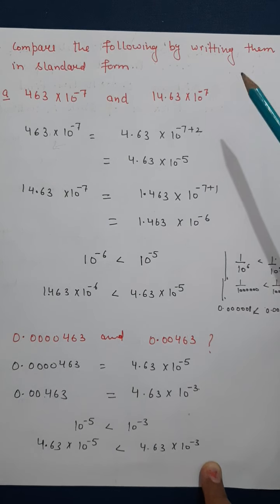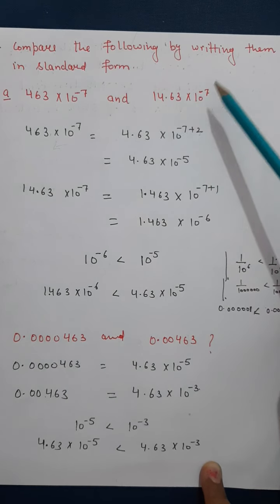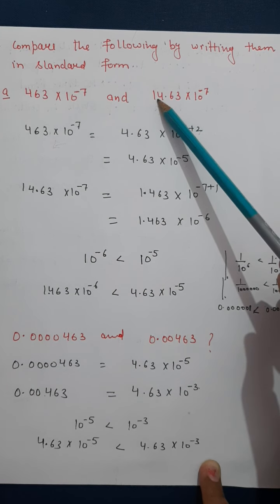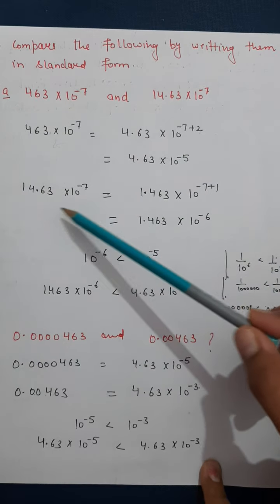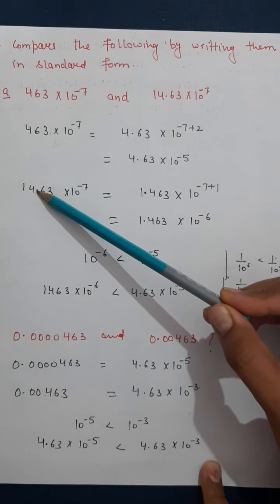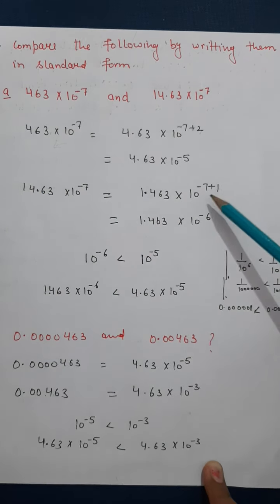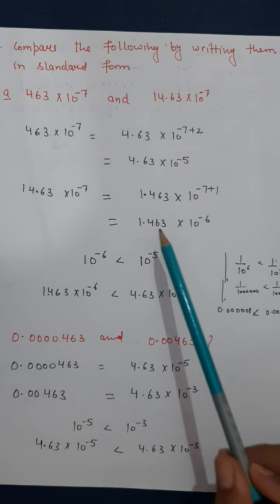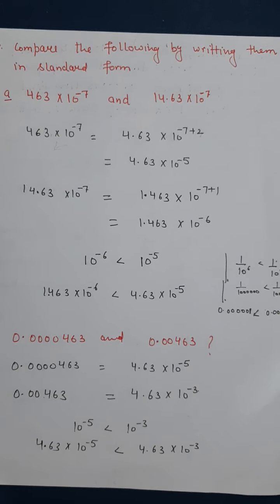Now change this into standard form, because this is not given in standard form, because we want the decimal to be here. For this standard form we want 1.463, right? So for this we need to take one jump only towards the left direction, so we will add 1 in the given power. So it will be 1.463 into 10 raised to power minus 6.